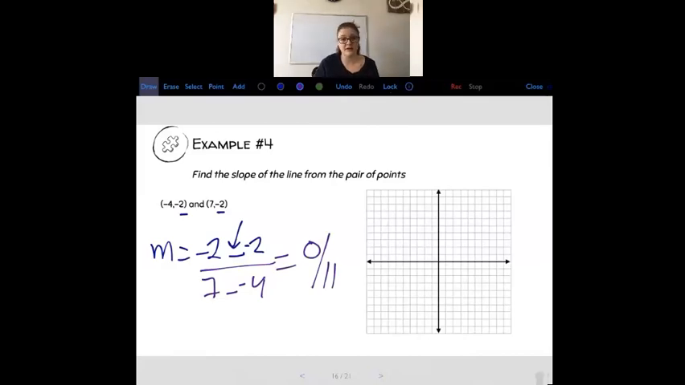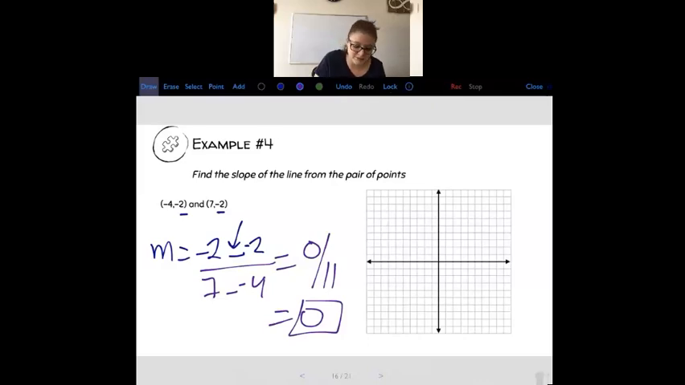And you can plug these values into your calculator. I would just make sure you get the numerator and then get the denominator and divide them. And we can see that 0 over any number is just 0. So in this case, the slope would be 0.